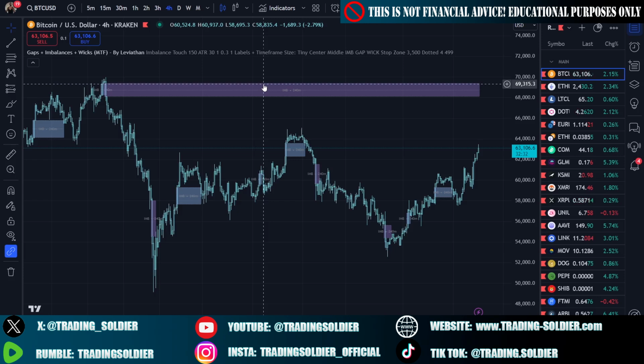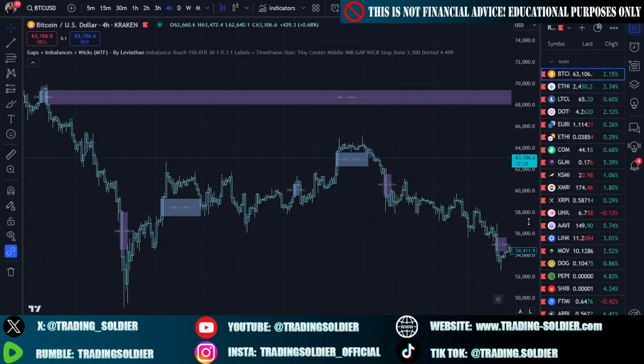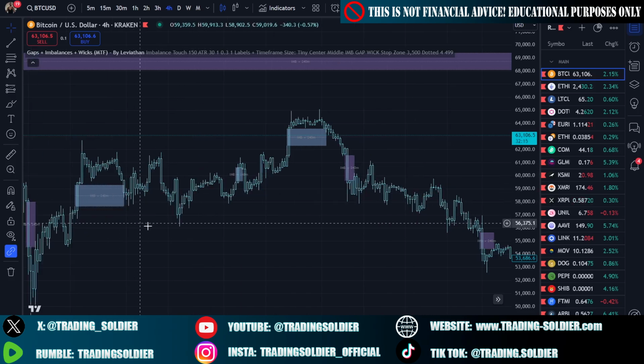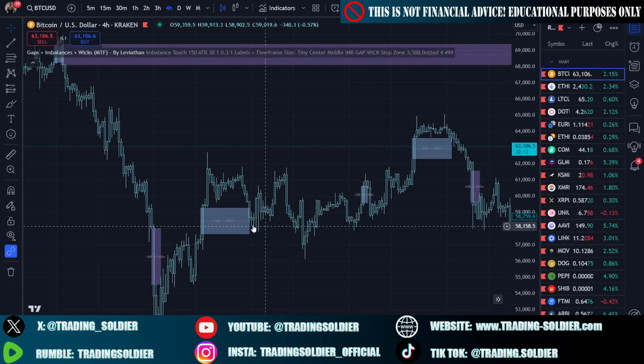So for example, in the past, we can see that the price pumped, leaving an imbalance here, okay? Here, the price rejected, pumped, and here leaves an imbalance. This imbalance got filled, okay? You can see that the price retraces here, acting as support, so we can see here rejection by the candles.